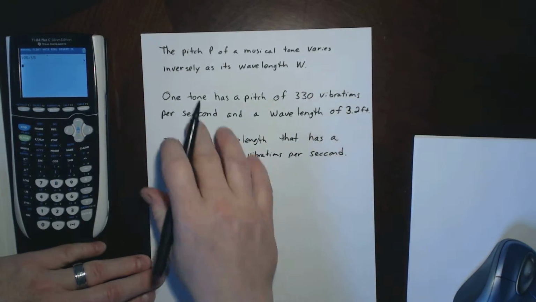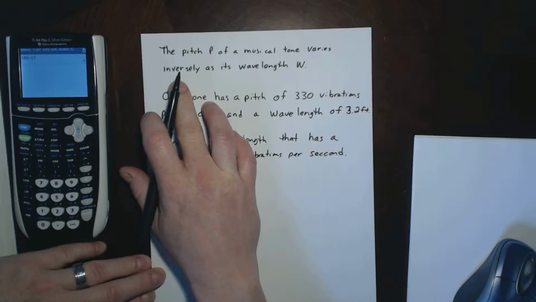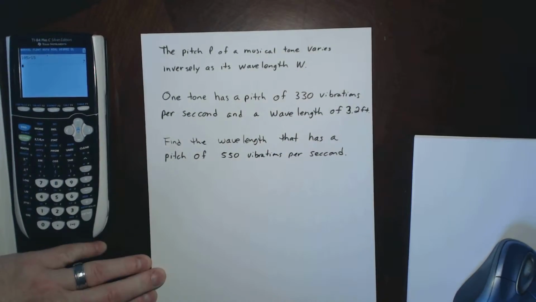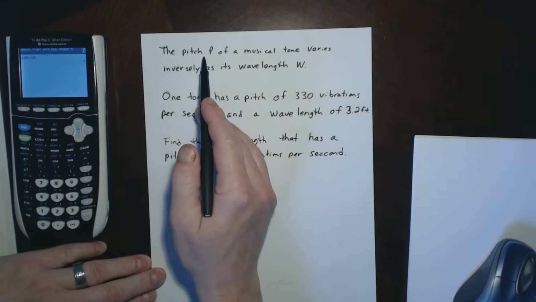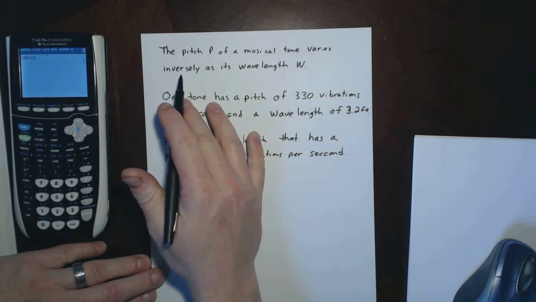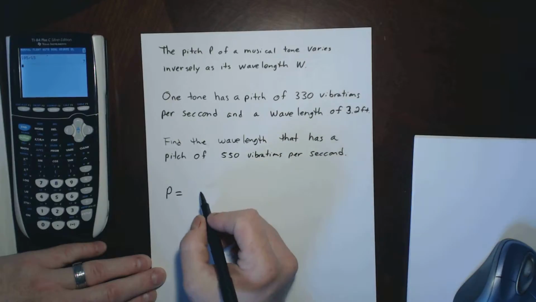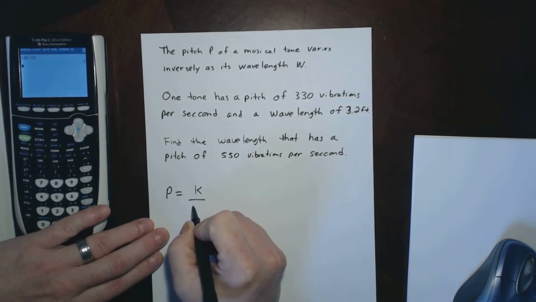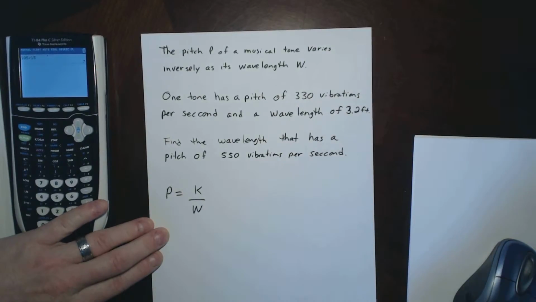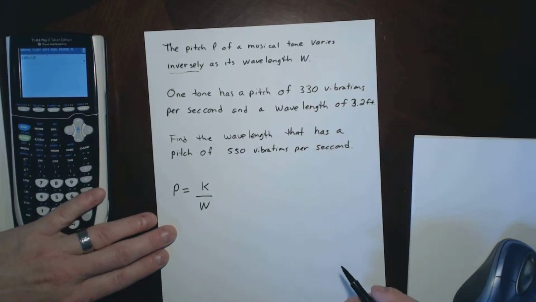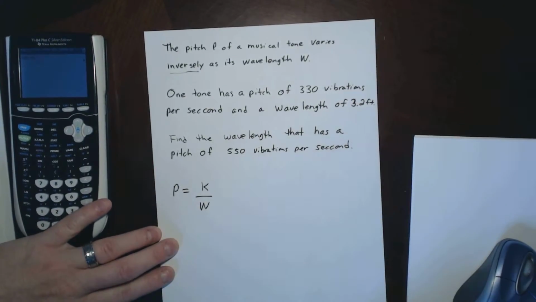So let's go back and figure out which equation we need to set up. It's either going to be a direct variation, an inverse variation, or some sort of combined variation. We can see that the pitch P varies inversely as its wavelength W. So we do P is equal to K divided by W. We know that it's an inverse variation, so therefore we're going to write this inverse variation equation. Now we have our equation set up.